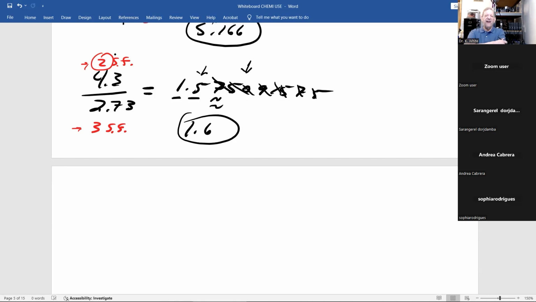And if you multiplied, you do the same thing. Whatever numbers you multiplied, the number with the fewest significant figures should be the same as the number of significant figures in your answer.